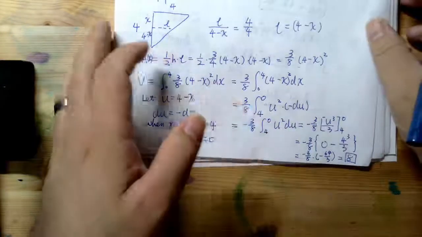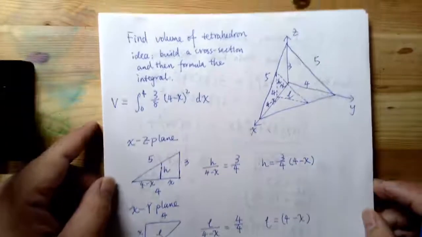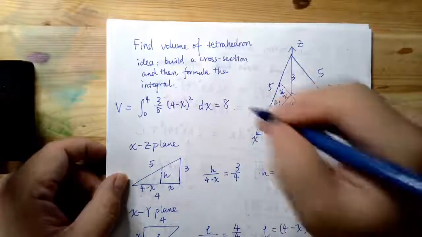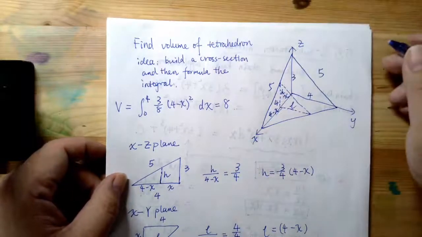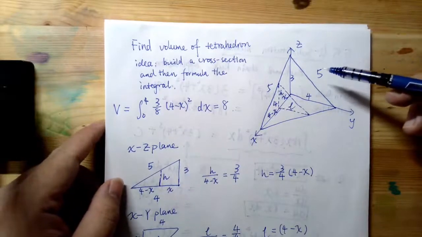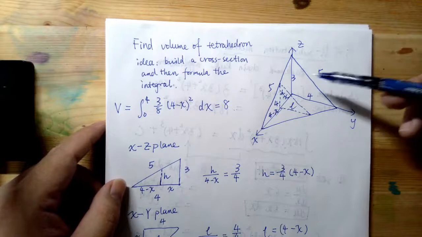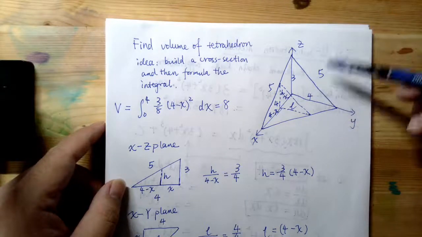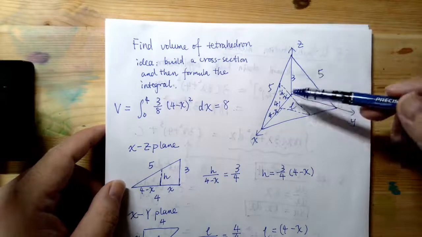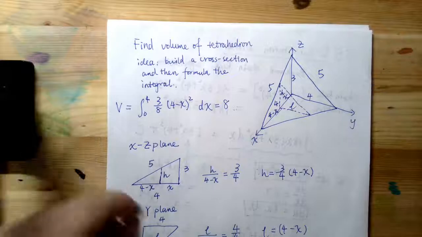So the volume of this tetrahedron is 8. Okay, so we finish this problem. The idea for solving the volume of a tetrahedron is exactly the same. As long as you know this information, you can always use this idea to figure it out. Okay, so thank you for watching.